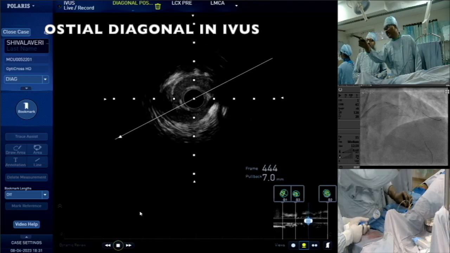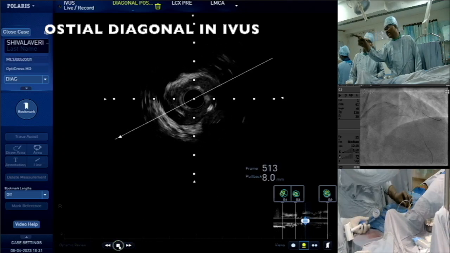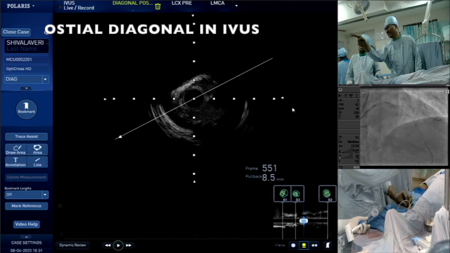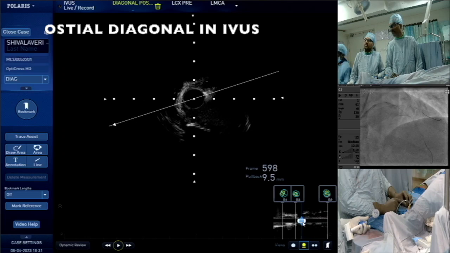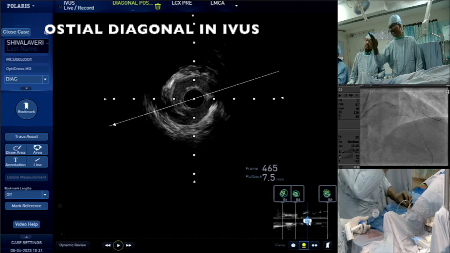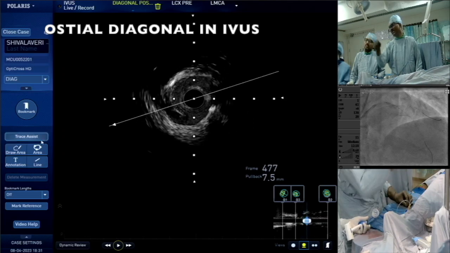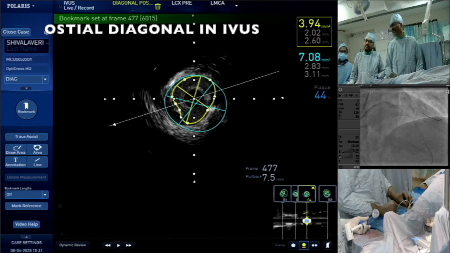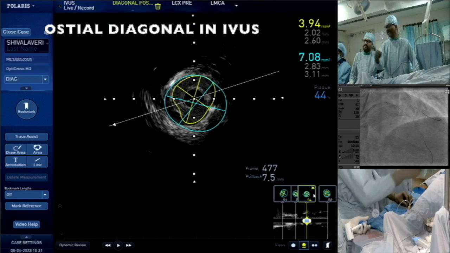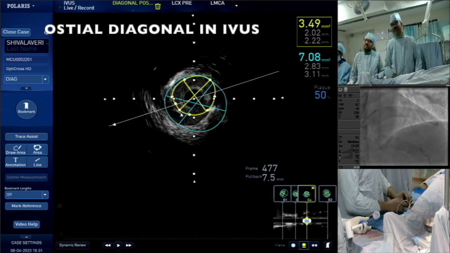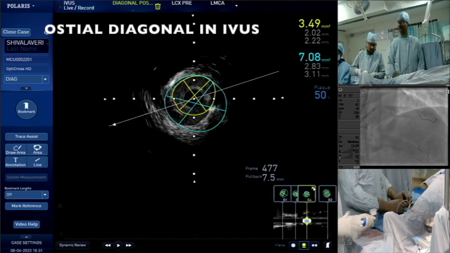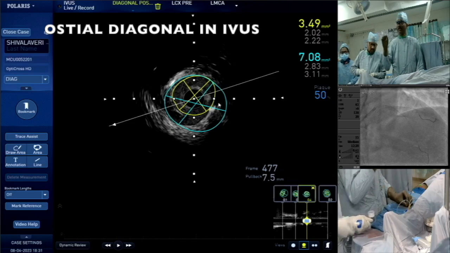You see the wire in LAD. From 3 o'clock it is coming and joining. Yeah, can you see that? It's LAD. So this is the ostial diagonal. You can see there is even some dissection flap, and you can measure EEM size, please. And the area is almost 4 mm square. Okay. Yeah. So this is the dissection flap, please. Give us MLA and then give us EEM, please.